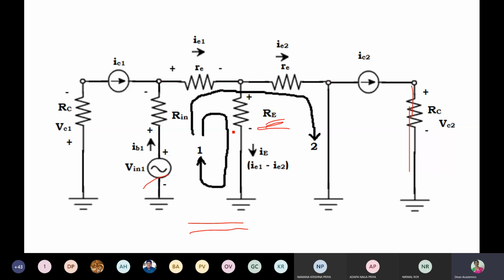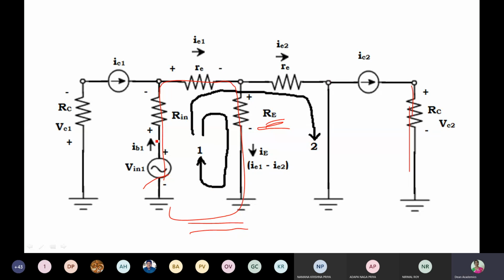So this loop 1, for convenience sake, I have shown in a very short form. Actually, loop 1, I am just drawing with a red color line. You can see V in 1, this component, one term, plus this resistance, voltage drop across that; the algebraic sum of voltages in a closed loop equals 0, right? And voltage drop across this small RE and voltage drop across this capital RE equals 0. This is the closed loop, right? So this is loop 1.